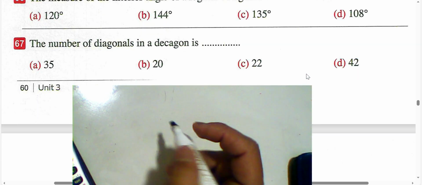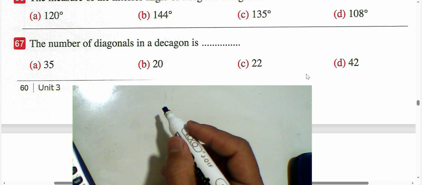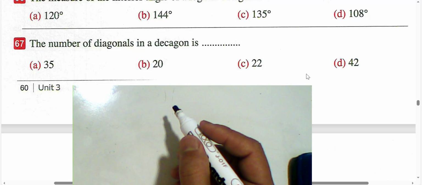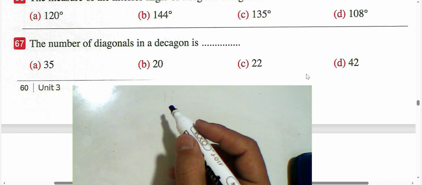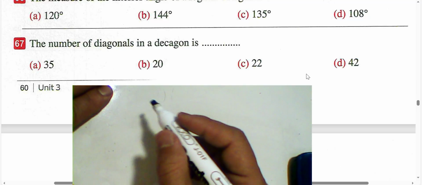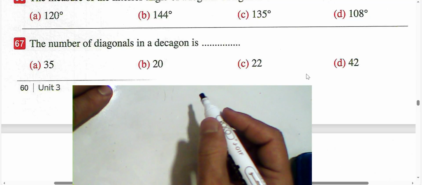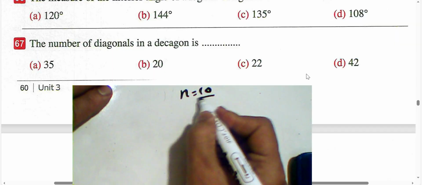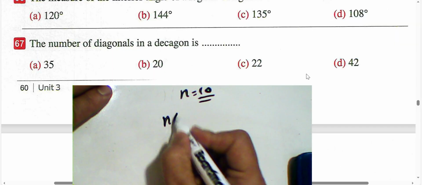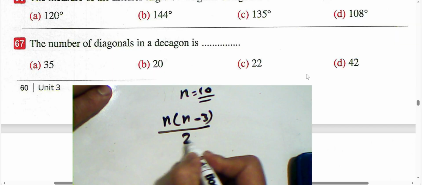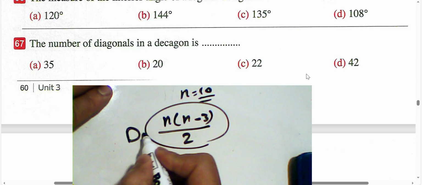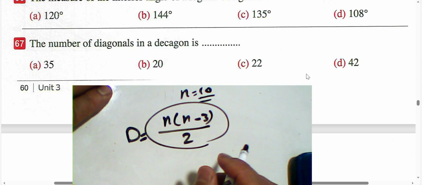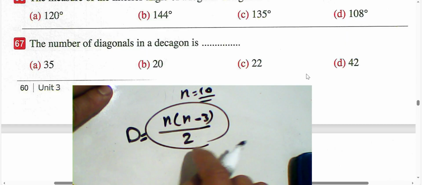Next question. Number of diagonals of a decagon. Decagon means 10. We have 10. Okay, what is the number of diagonals of a decagon? A decagon has 10 sides. Then we can write n times (n minus 3) divided by 2. This is the rule to find the number of diagonals in any polygon.